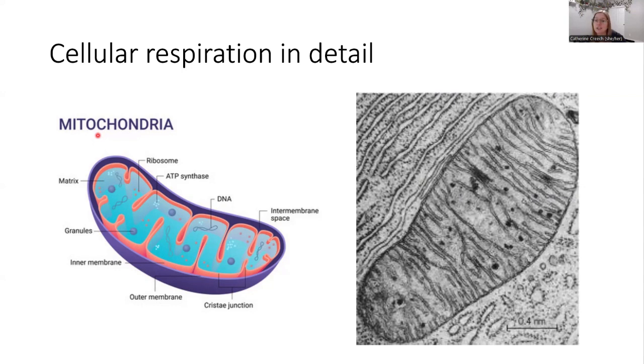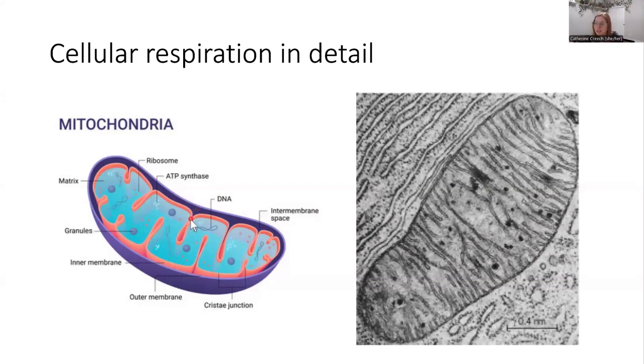Each cell has hundreds and thousands of them. They also have their own DNA, not your DNA, and they reproduce on their own schedule, not with your cell. So all those things indicate that they used to have a different origin. That's the endosymbiotic theory. So that second membrane actually became really important for us, because we're going to use the space in between the inner and the outer membrane to create a large concentration gradient. And that concentration gradient is going to power ATP synthase. So the function and structure of the mitochondria are completely interlinked.